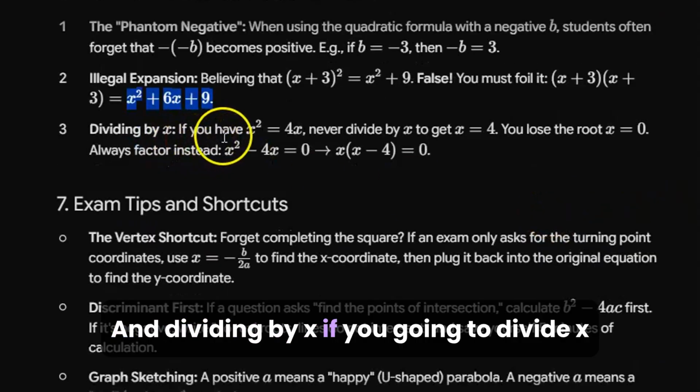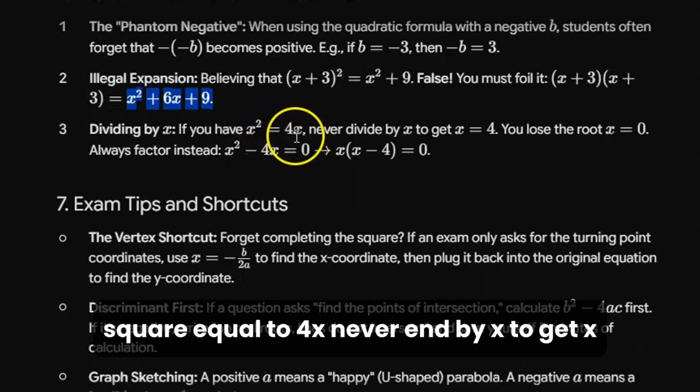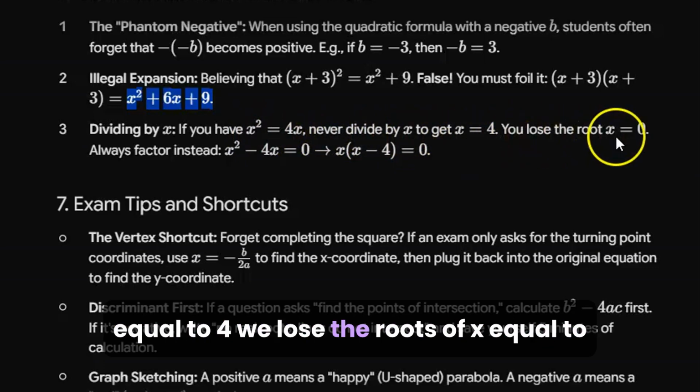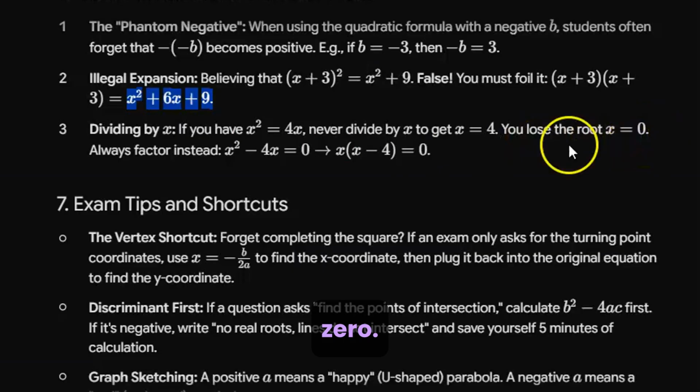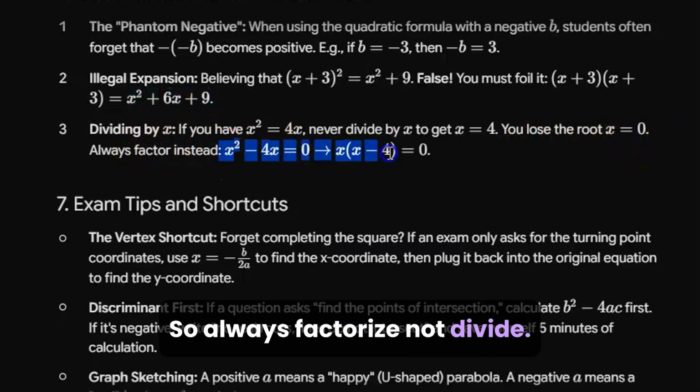And dividing by x: if you have x² = 4x, never divide both sides by x to get x = 4. We lose the root x = 0. So always factorize, do not divide.